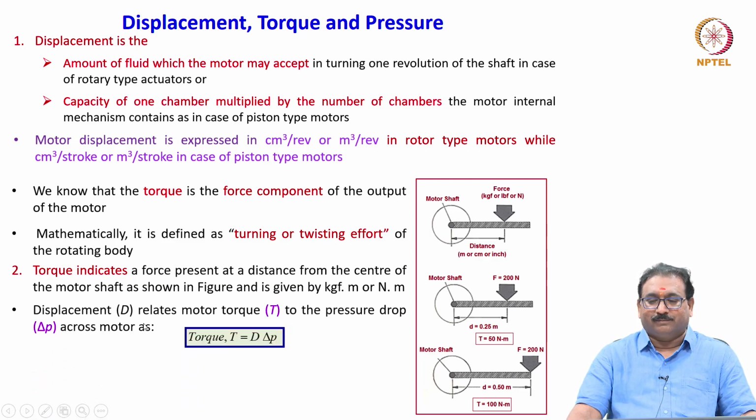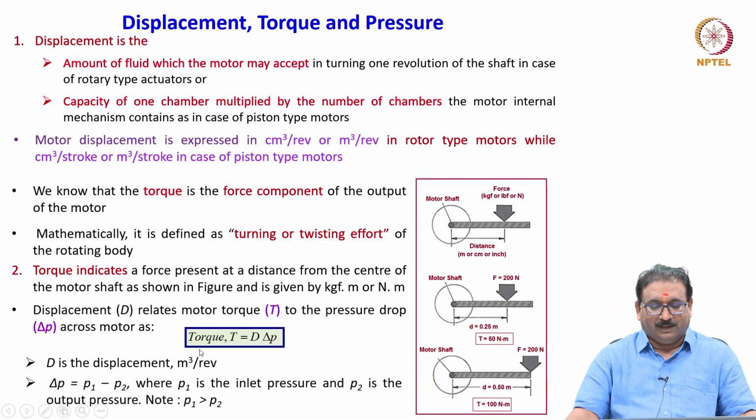Displacement D relates motor torque T to the pressure drop across the motor. It is given by torque equal to D into delta P, where D is the displacement and delta P is the pressure drop across the motor. D is, as I have told you, meter cube per revolution in case of the rotary actuator.